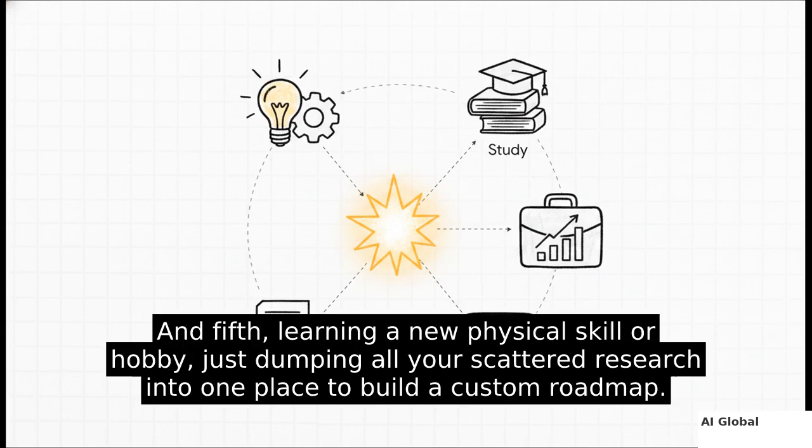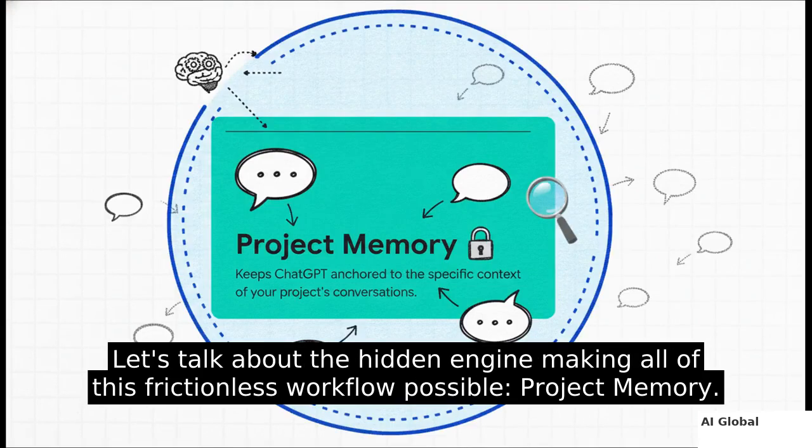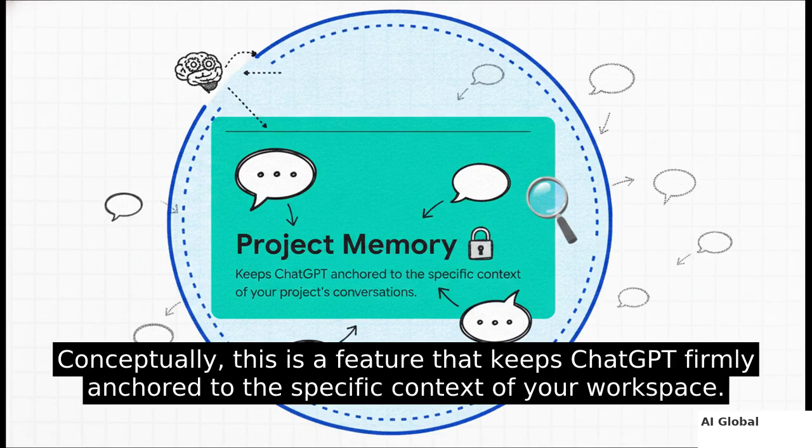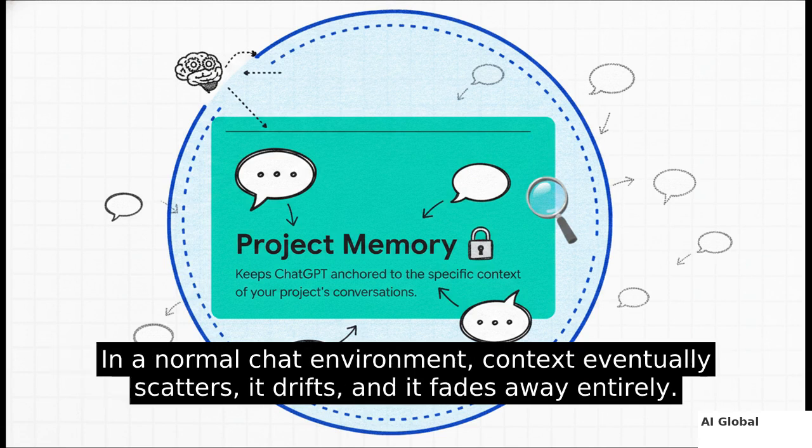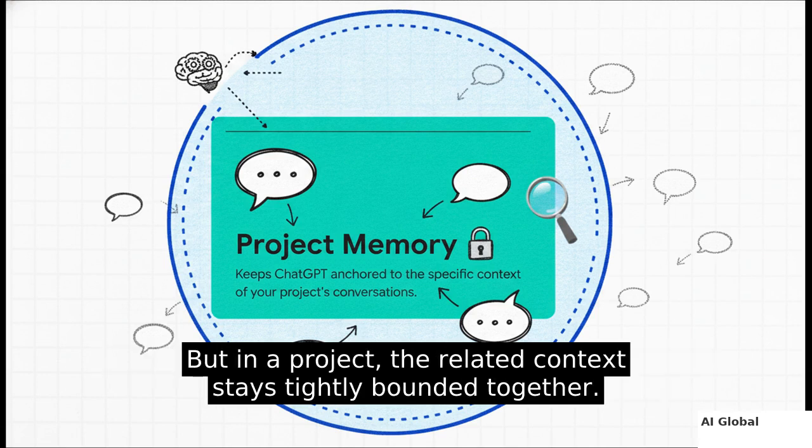Let's talk about the hidden engine making all of this frictionless workflow possible, project memory. Conceptually, this is a feature that keeps ChatGPT firmly anchored to the specific context of your workspace. In a normal chat environment, context eventually scatters, it drifts, and it fades away entirely. But in a project, the related context stays tightly bounded together.